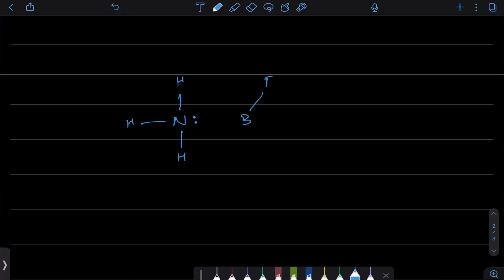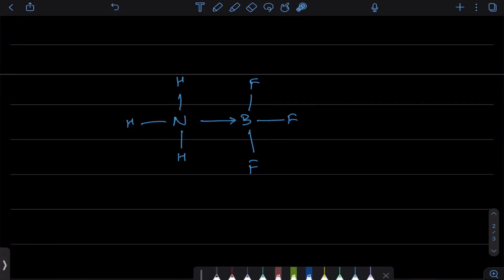So you have BF3, which, if I draw it according to VSEPR theory, looks like this. But what happens is that when they come close to each other or when they react, the BF3 is going to accept this lone pair. And there you go. Now they both have tetrahedral structure.